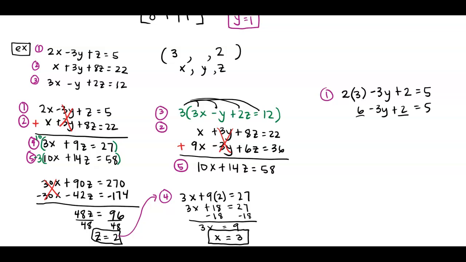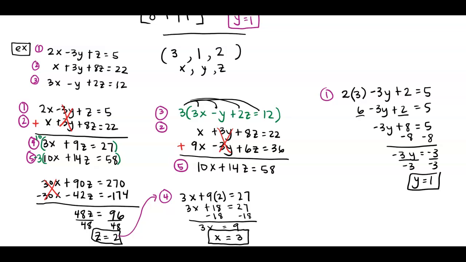Let's combine those like terms together. So negative 3y plus 8 equals 5. Subtract my 8 over. So negative 3y equals negative 3. Let's divide by negative 3, and y equals 1. So now I found my ordered triple, it is 3, 1, 2. And that would be my answer.